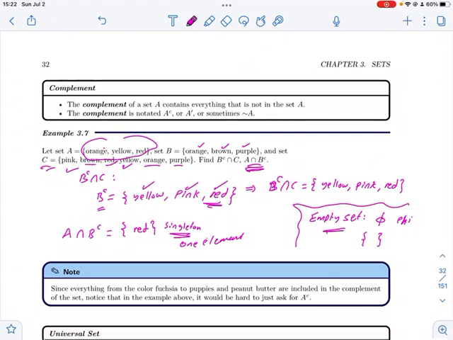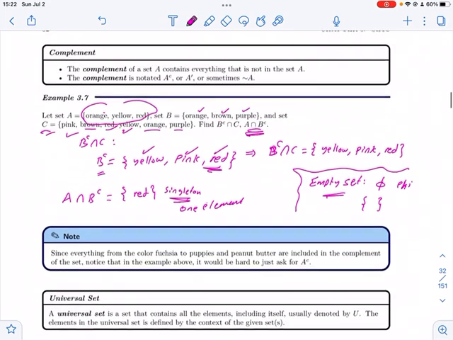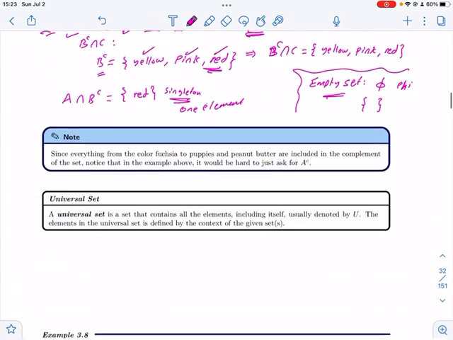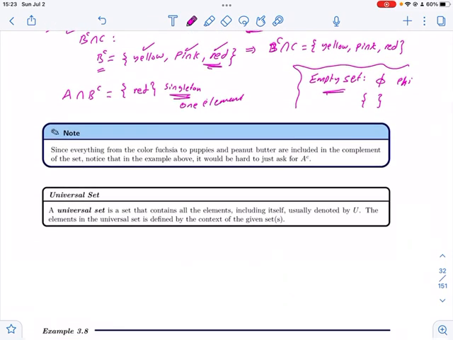Now we have a set that's called the universal set. That's a set that contains all the elements, including itself, usually denoted as U. We usually use the letter U. And the elements in the universal set are defined by the context of the given set.